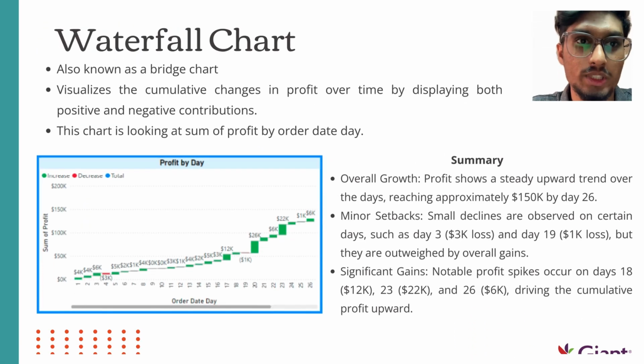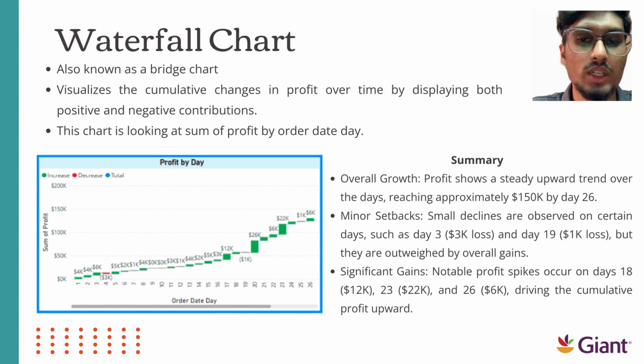The next chart is the waterfall chart. The waterfall chart is also known as a bridge chart, visualizing the cumulative change in profit over time by displaying both positive and negative contributions. This chart is looking at the sum of profit by order date.